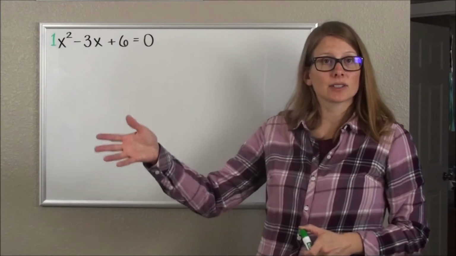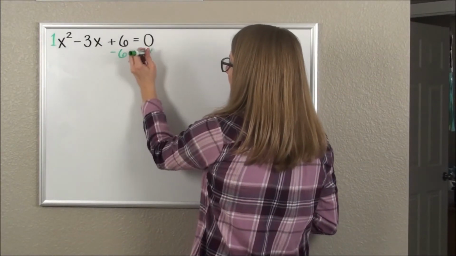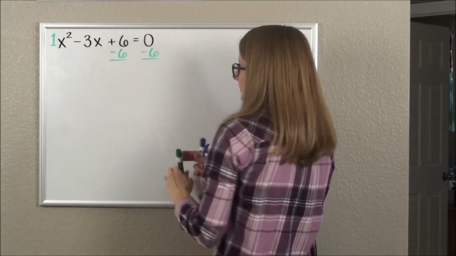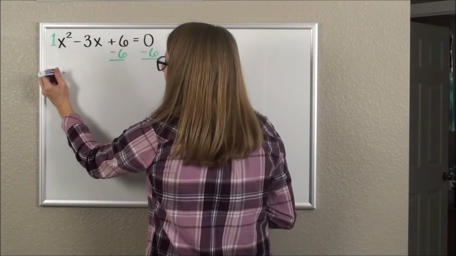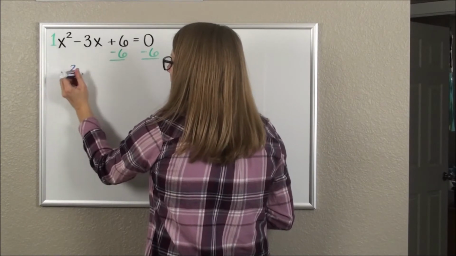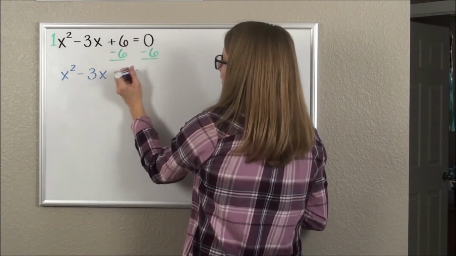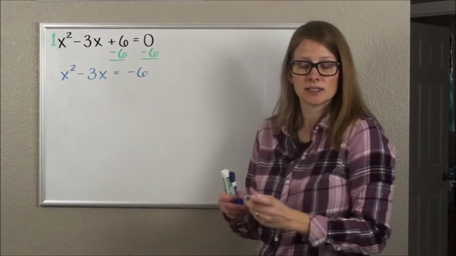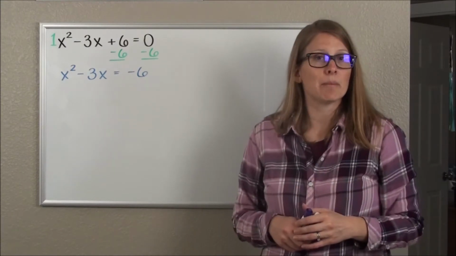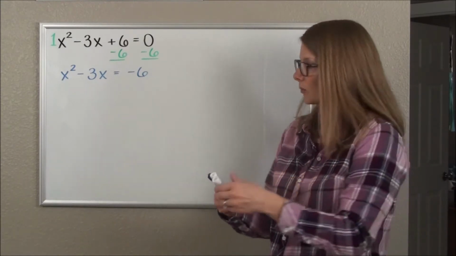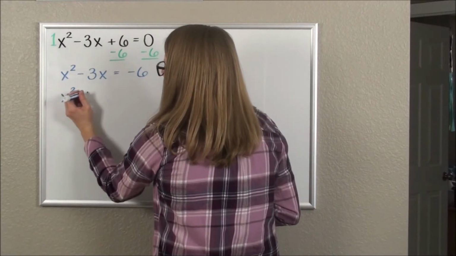I'm going to leave my letters on the left and move my constant to the right, so the 6 will relocate to the right side using subtraction. On the left, I will now have just the x squared minus 3x, just those x terms. On the right, I have 0 minus 6, which is negative 6. Now that I have letters on the left and a number on the right, my job is to find that magic number that will create a perfect square on the left side.